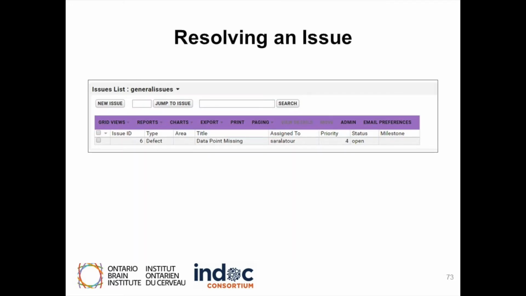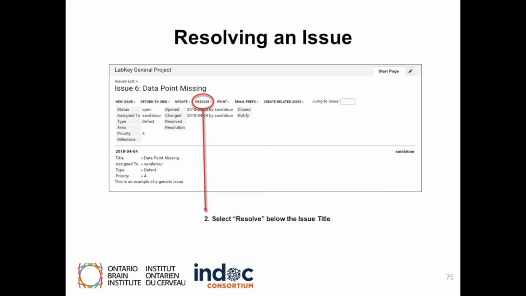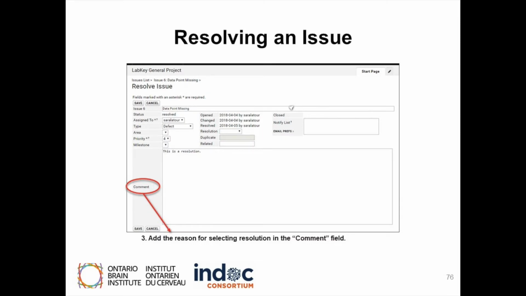How to resolve an issue. Once you have a solution for an issue, you may click on the title of the issue from the Issue Tracker grid. You will be redirected to the Details screen for the issue. Select Resolve below the title of the issue, and then add a description of why the issue is resolved in the comment box.